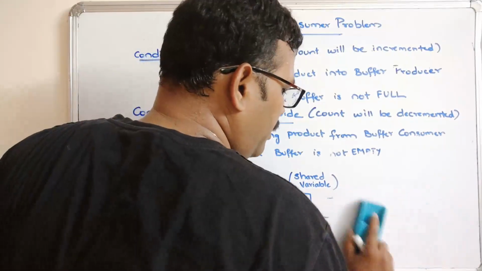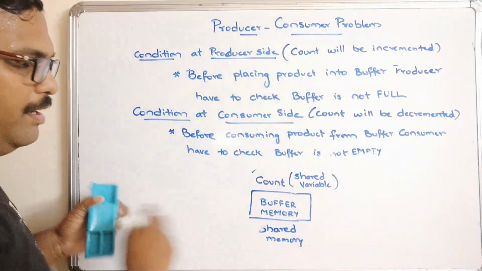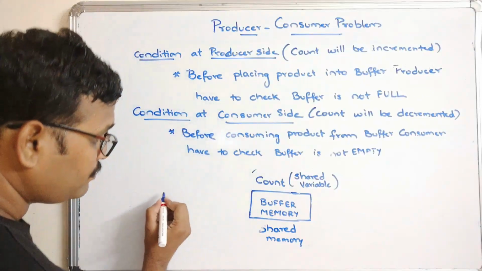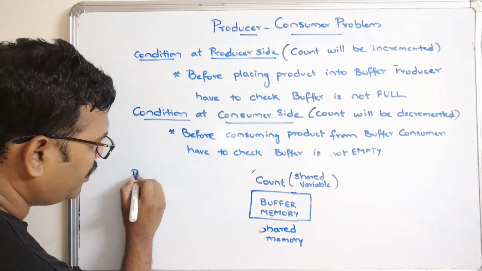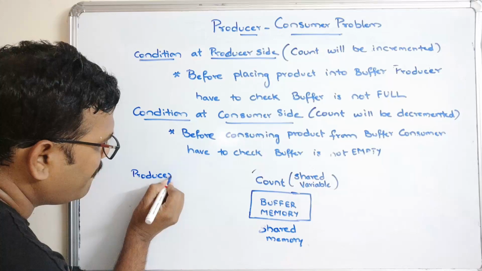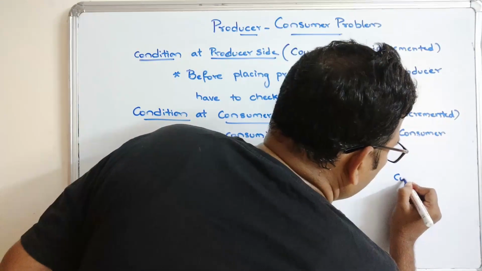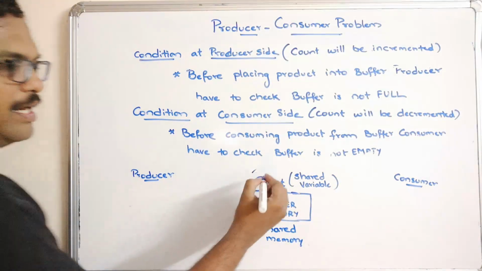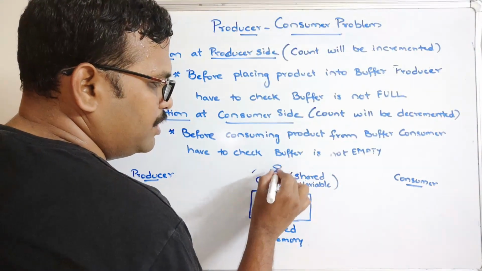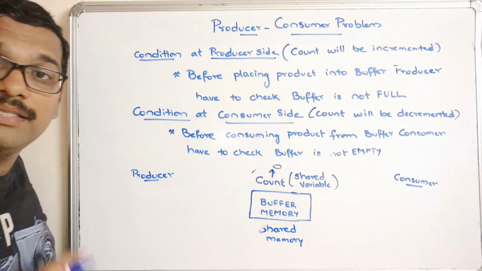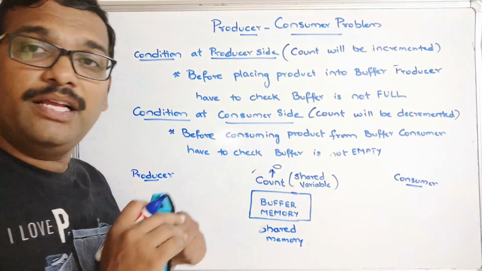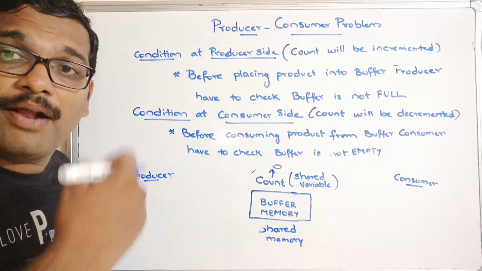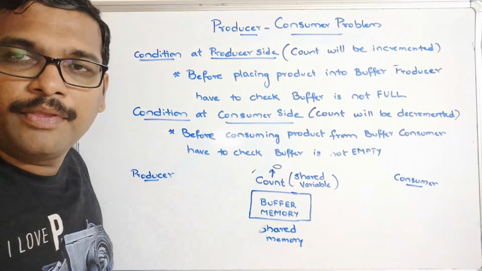Let it be, this is a memory. Okay, so this is a producer side and this is a consumer side. What happens? Initially the count is zero because that means the buffer memory is empty, right? Count represents the number of products available in the buffer.